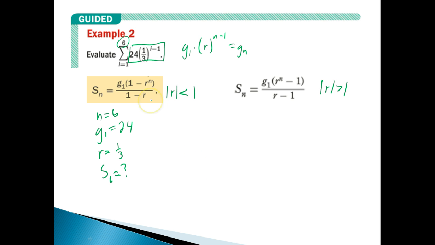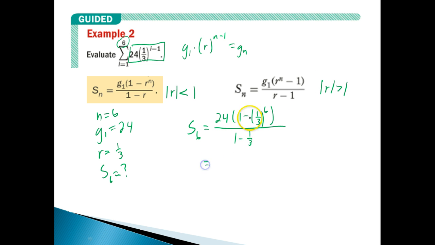All right, let's try this together. So we have S6 is equal to our first term, g1, which is 24, multiplied by 1 minus r to the n. So that's 1/3. It looks like n is 6. We're trying to find the first 6 terms added together. And that's all going to be divided by 1 minus r, which is 1 minus 1/3.